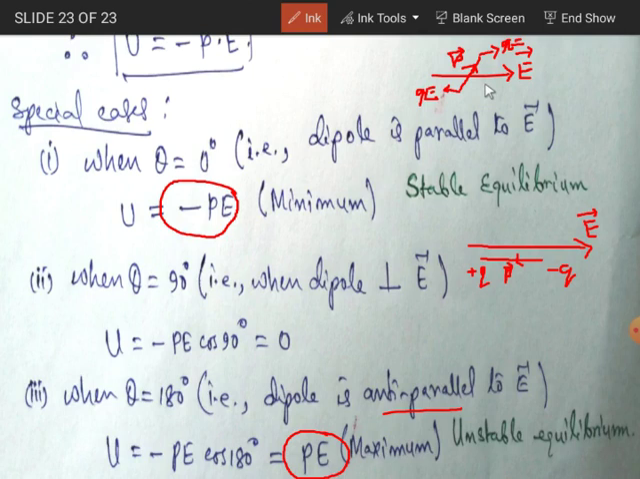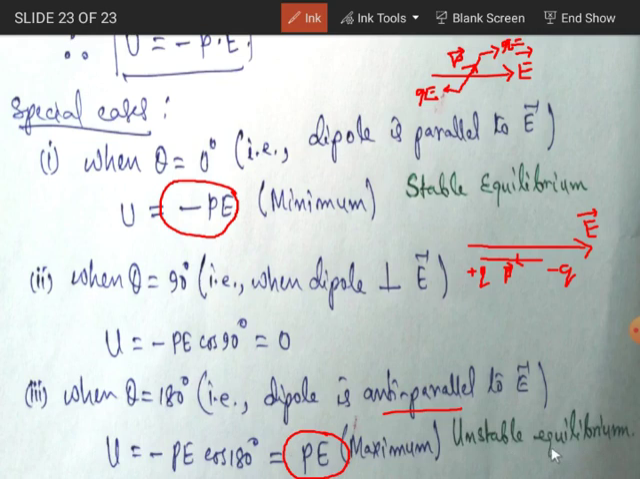That is why we call it stable equilibrium. And in this condition, what happens? No doubt equilibrium will always be there. The net force is always equal to 0. But why is it called unstable? Because the potential energy at this angle is maximum. So we call this unstable equilibrium.